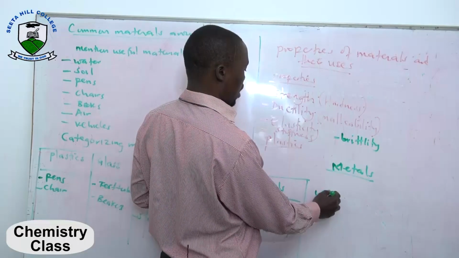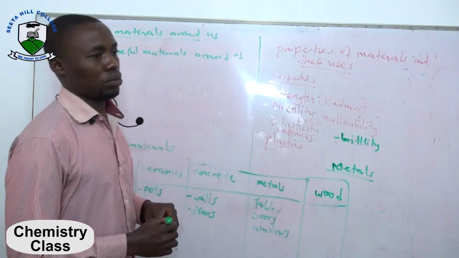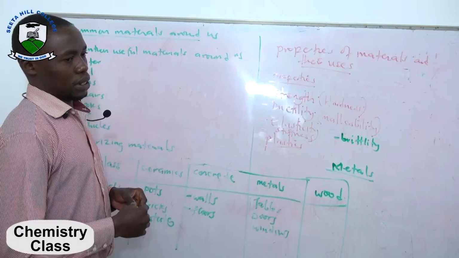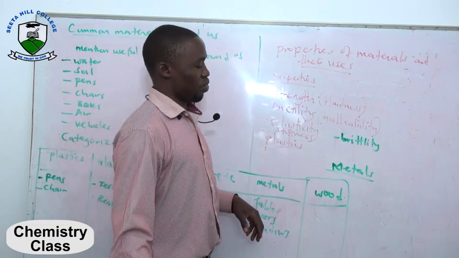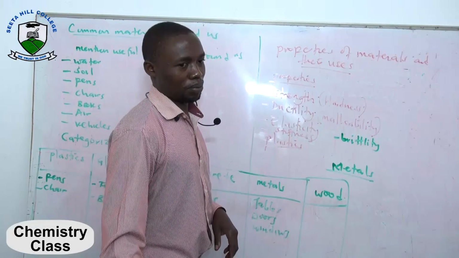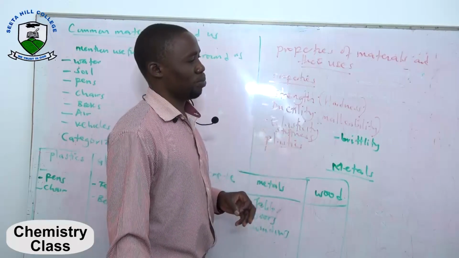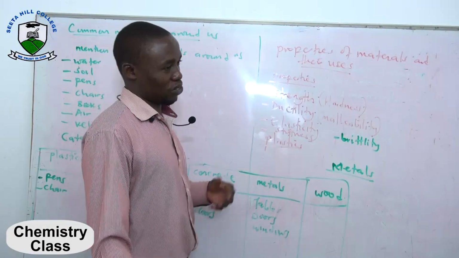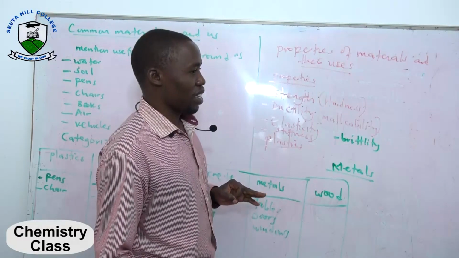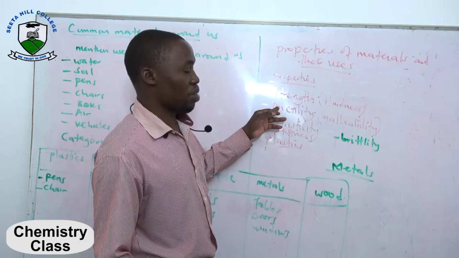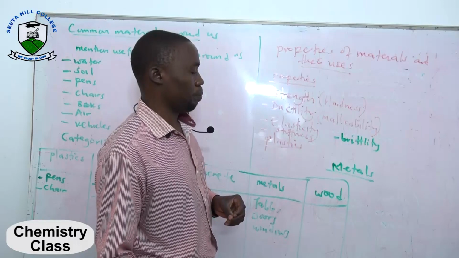Now, this other category called wood. What are some of the properties of wood in reference here? Is wood strong? Some are strong, of course, depending on the type of wood. Ductility applies to a metal. Wood can't be made into a wire.